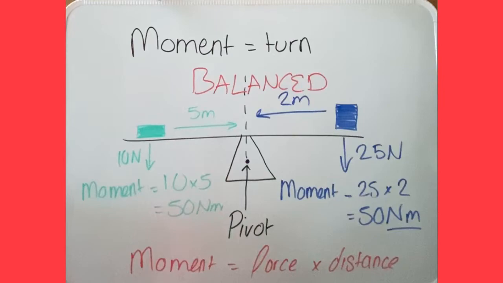This would be different, of course, if I had 2 participants wanting to sit on the seesaw and one participant weighed only 10 newtons and the other participant weighed 100 newtons, but they both sat the same distance from the pivot, meaning they would have different moments, and therefore my forces would be unbalanced. So my seesaw would go down to the side of the person who had more newtons, who had the most force.